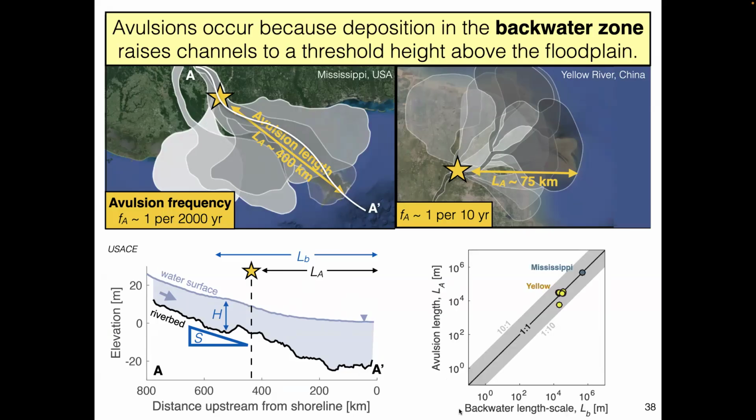And if we plot the avulsion length versus the backwater length scale for the Mississippi, for the Yellow, and for several other deltas in nature, as well as scaled laboratory experiments, we see this kind of scaling relationship. So we're starting to get at where the avulsions occur on these deltas.